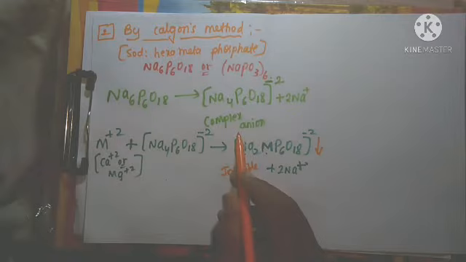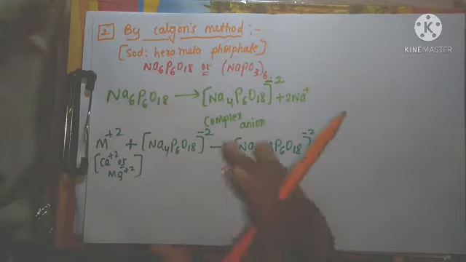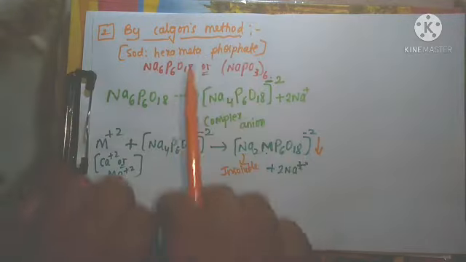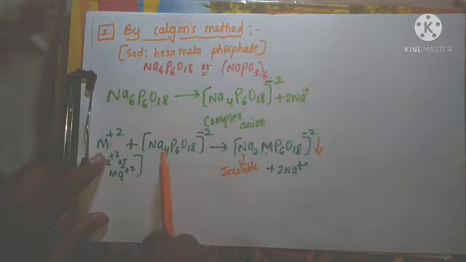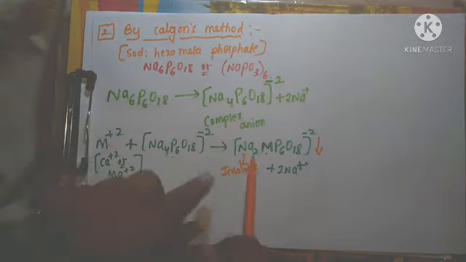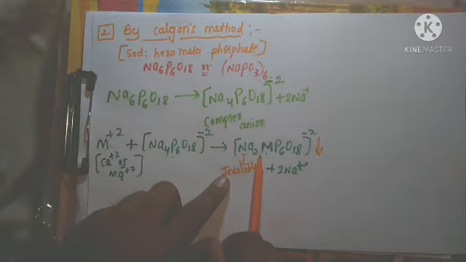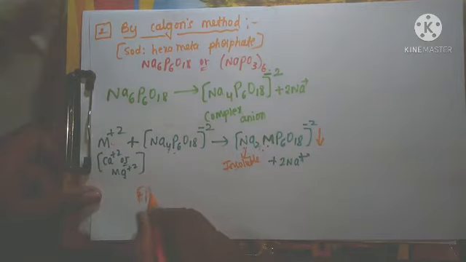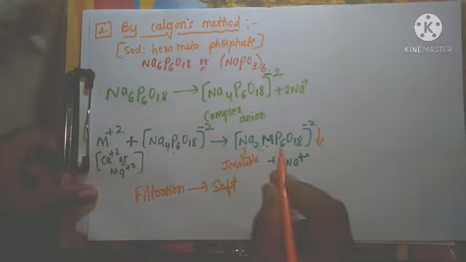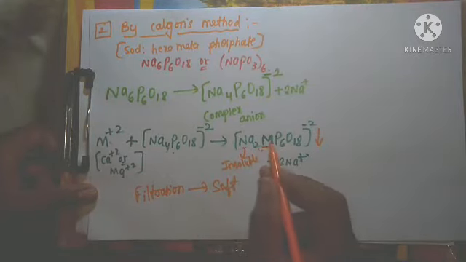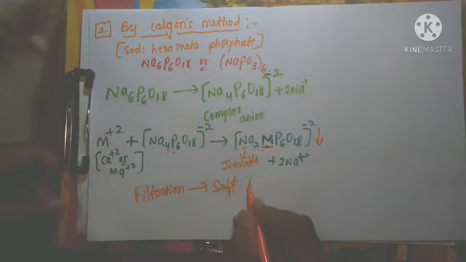This complex anion catches all the calcium and magnesium ions which are present in the hard water, and it will form a complex that is insoluble. Now, after filtration, you will get the soft water. After filtration means you are going to remove this complex. This complex means indirectly you have removed M. M means calcium, magnesium. Therefore, you will get the soft water.